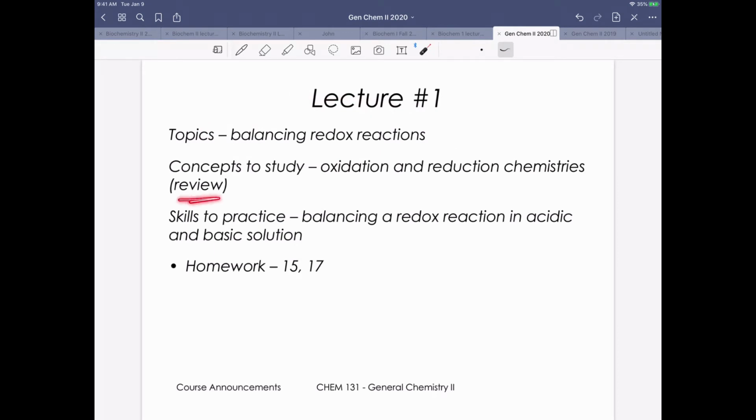We'll have to do a little bit of a review with what it means to be doing oxidation and reduction chemistries. And then a main skill to practice is, again, just learning how to balance redox reactions. And we'll learn how to do it in both acidic and basic solution.